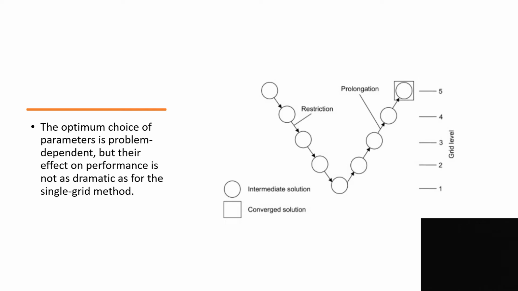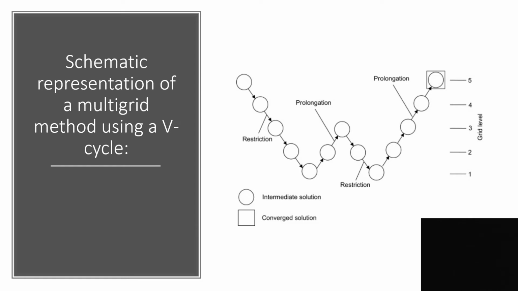The circle represents an intermediate solution, and the square box represents a converged solution. It has 5 levels: 1, 2, 3, 4, 5. These levels are known as grid levels. The relation between one intermediate solution and another is restriction and prolongation. This is a schematic representation of a multigrid method using a V-cycle. With the help of the V-cycle, we can draw a W diagram. It consists of restriction and prolongation, and it has 5 grid levels.